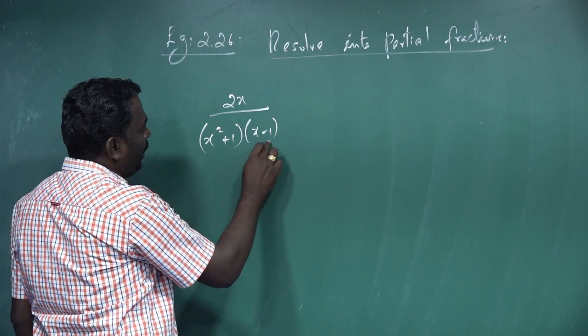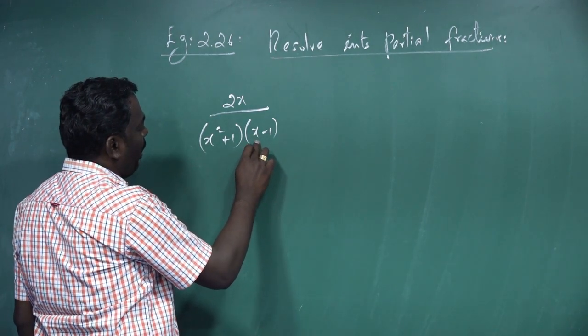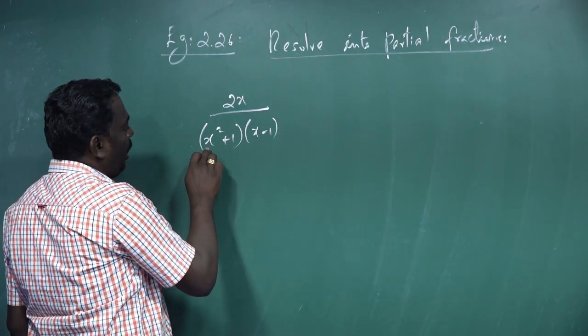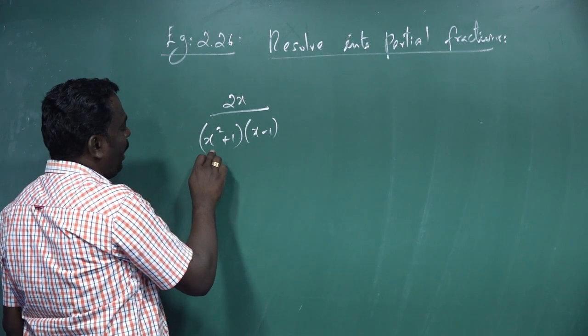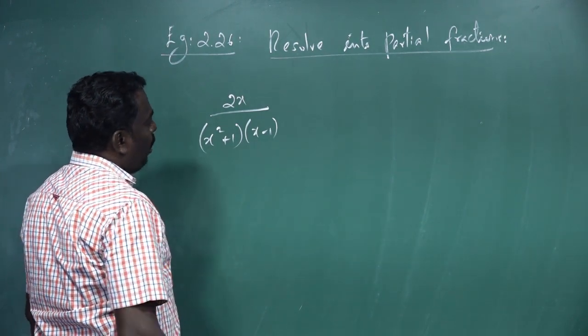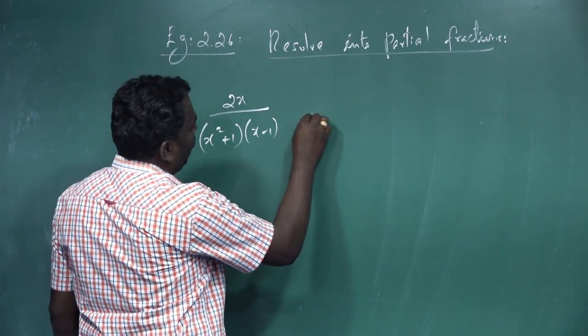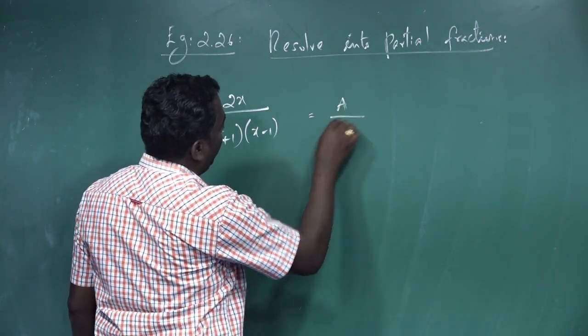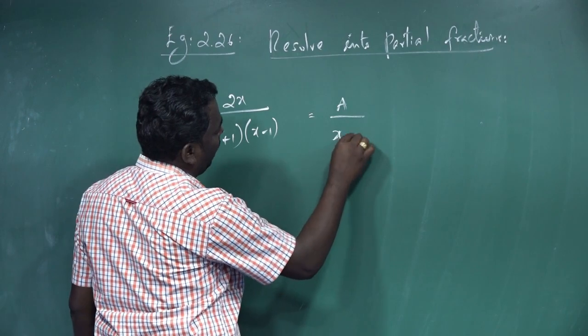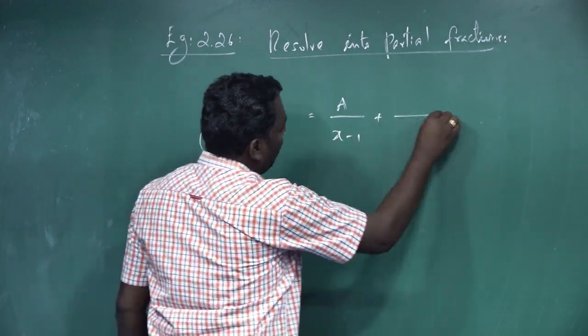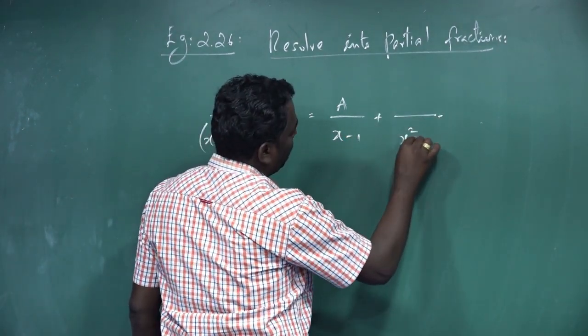Therefore, given one factor is a linear form and another factor is a quadratic equation form, applying non-real roots. Therefore we have to write this first as A by this factor, that is x minus 1, plus the denominator defined by x square plus 1.